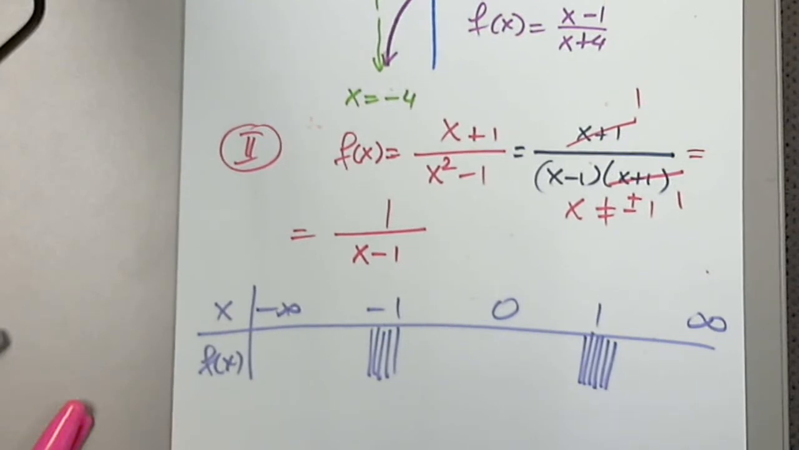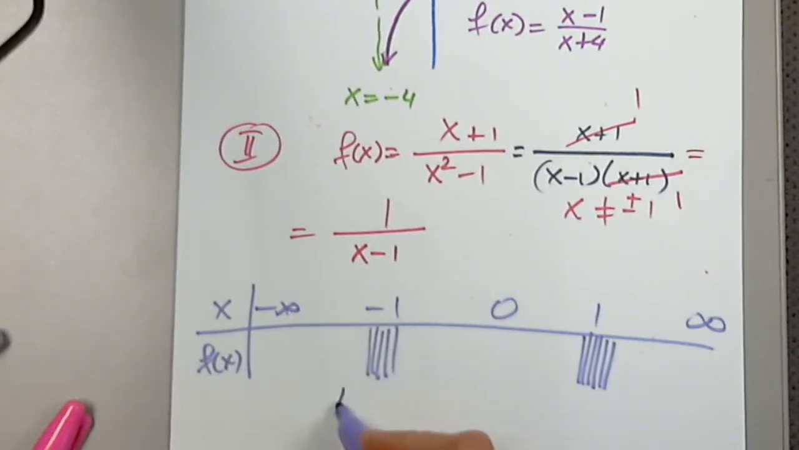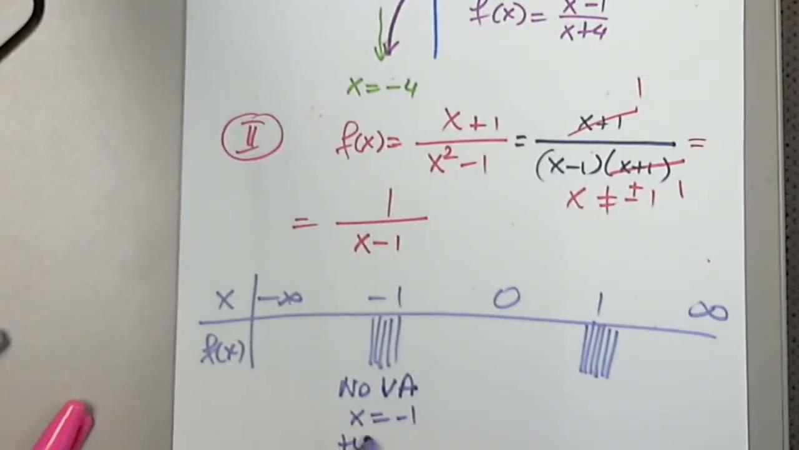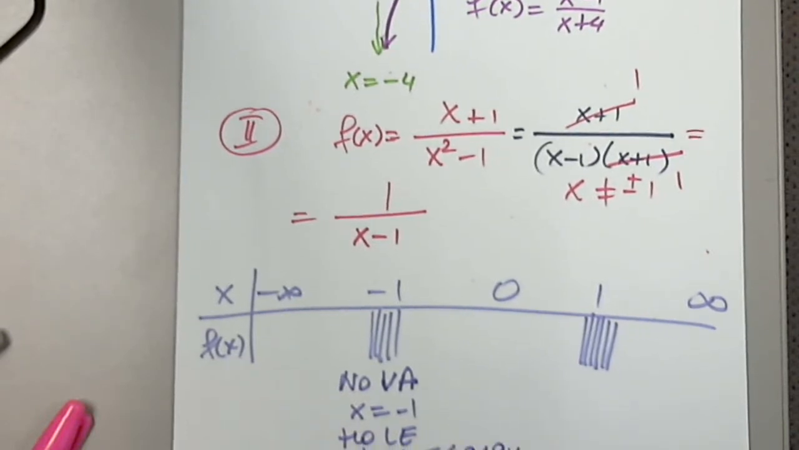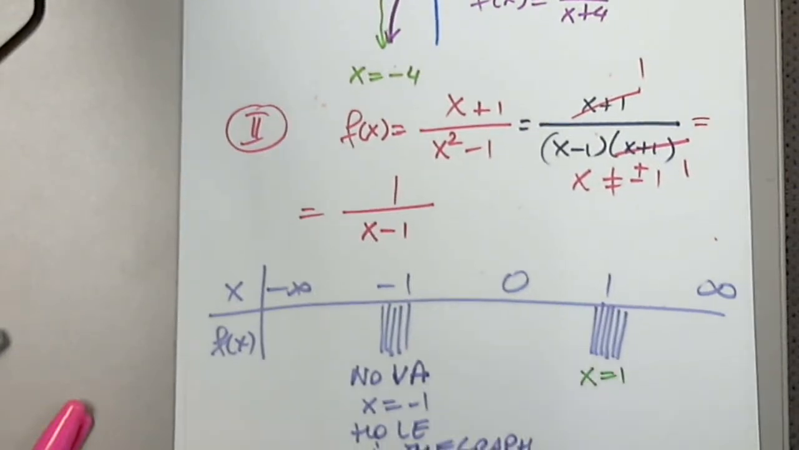Very good. Okay, now we have to discuss something that happened here. Which of the two factors disappeared? x plus 1. So under -1, I will say no vertical asymptote. x equals -1 is a hole in the graph. Which factor did not disappear and stayed in the final form of this function? x minus 1, which means that x equals 1 will definitely be a vertical asymptote.